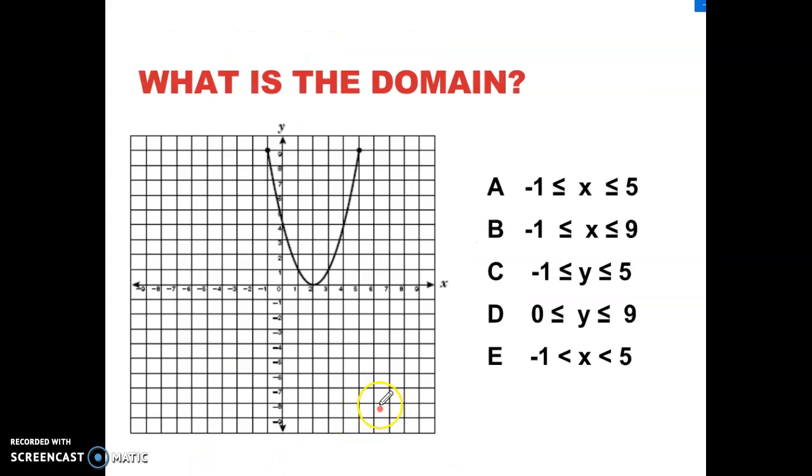Let's try it again. Take a moment, figure out which one is, this time, the domain. Okay, once again, we're looking for domain, so that means that's the x value. These two answers are y values, so let's get rid of them. It looks like the farthest left point here is at -1. The farthest right point here is at 5. It takes everybody in between. We've got the closed circles there, so that means include. So I am going to take A as my answer here, going from -1 to 5 and including the -1 and 5.